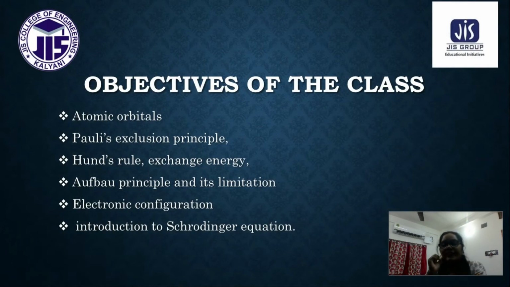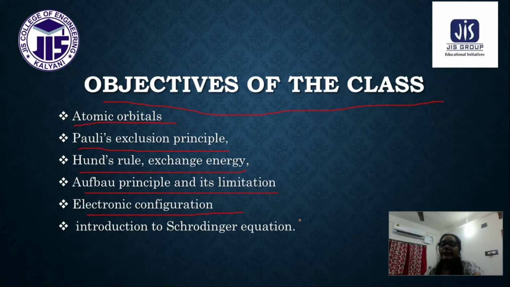Okay, so these are some of the objectives of the class. Today we will discuss the atomic orbital. You can know what atomic orbitals we have, and why we have these atomic orbitals. Next, we will discuss Pauli's exclusion principle, Hund's rule, Aufbau principle, and we will check the electronic configuration of some elements.